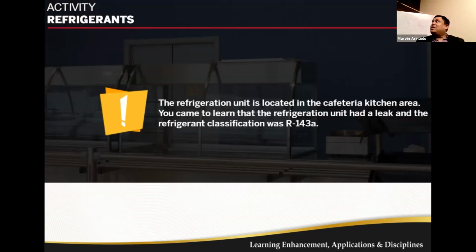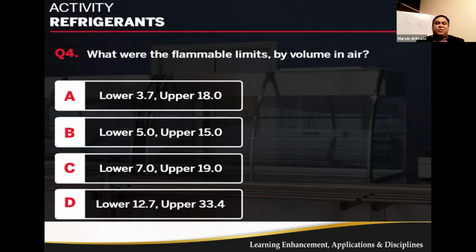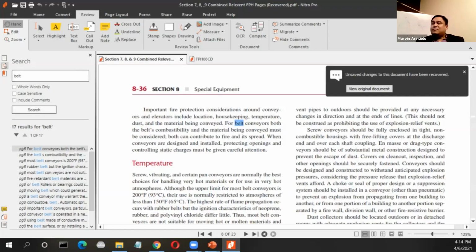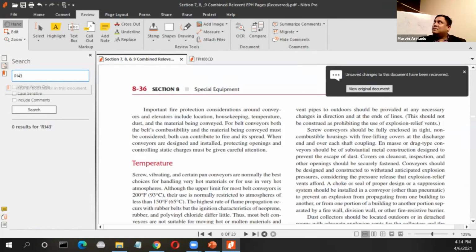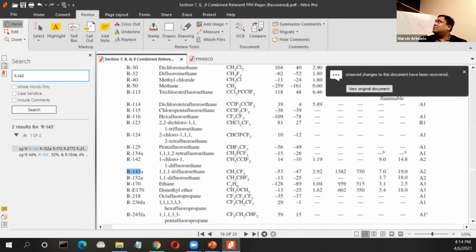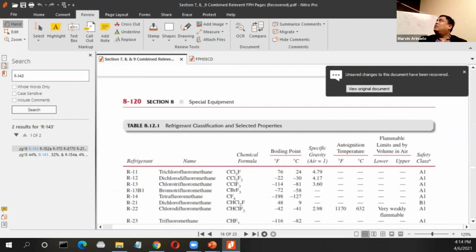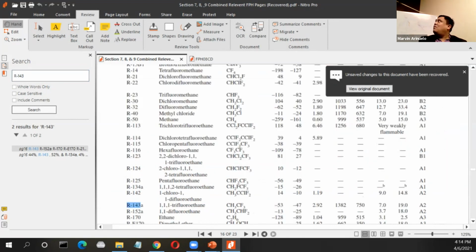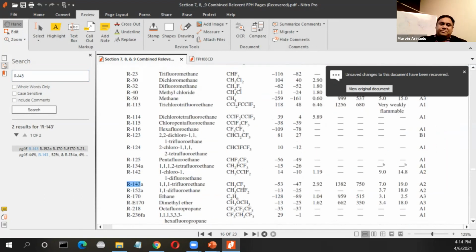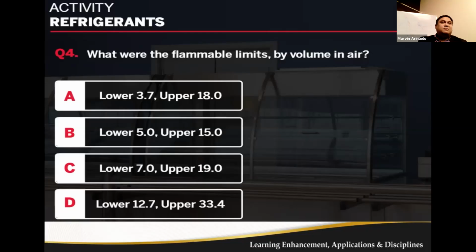The refrigeration unit is located in the cafeteria and kitchen area. You came to learn that the refrigeration unit had leaked and the refrigerant classification was R143A. What are the flammable limits by volume in air? So we need to use the table, no? 4.5. Lower flammable limit. 7. And the upper, 19. That is the flammable limits by volume of air.